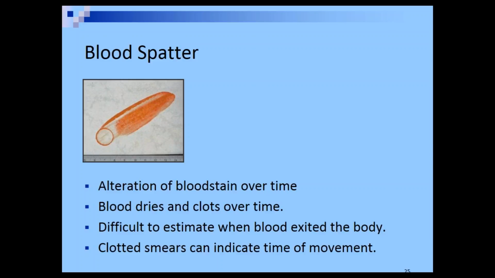Okay. And let's see here. Clotted smears can indicate time of movement, like we looked at up there, as far as the blood starts to clot, and then you have a smear. Okay. I think that might be it.